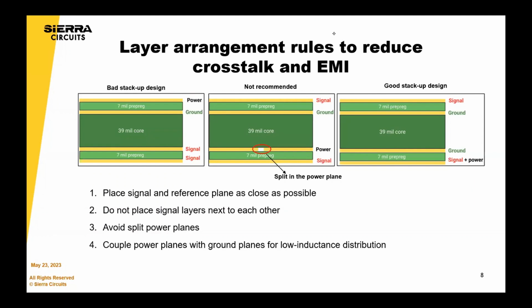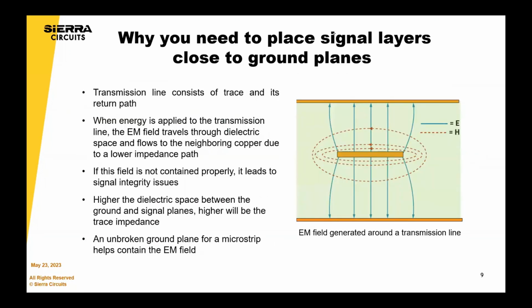So place signal and reference planes as close as possible together. Do not place signal layers next to each other. Avoid split reference planes. Couple the power planes with ground planes for low inductance distribution. These are some of the basics. So why do you need to place signal layers close to ground planes?